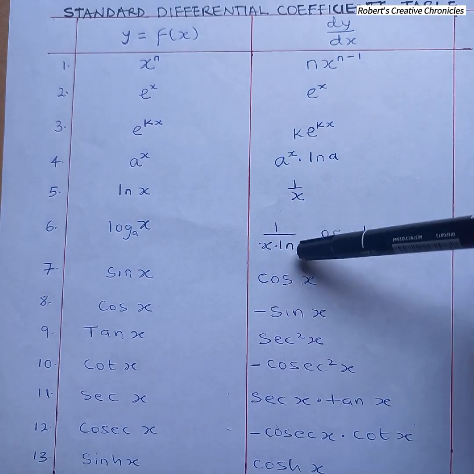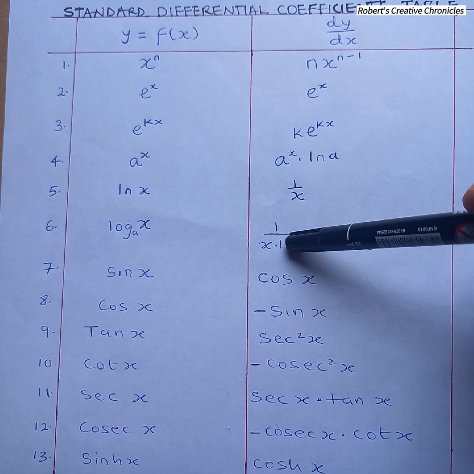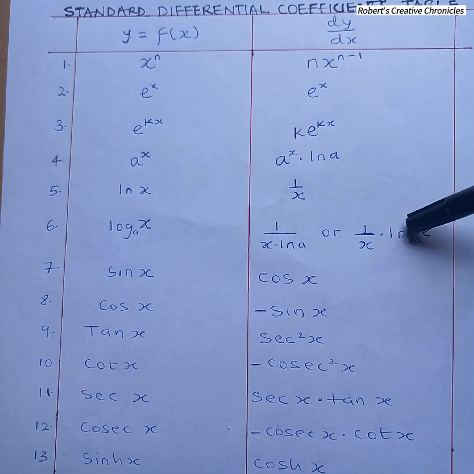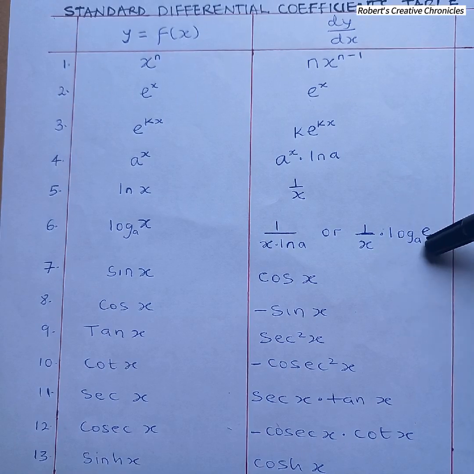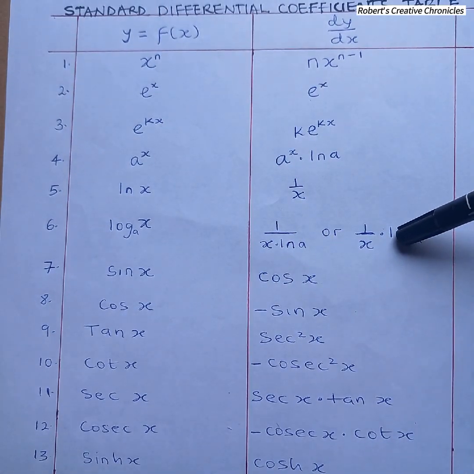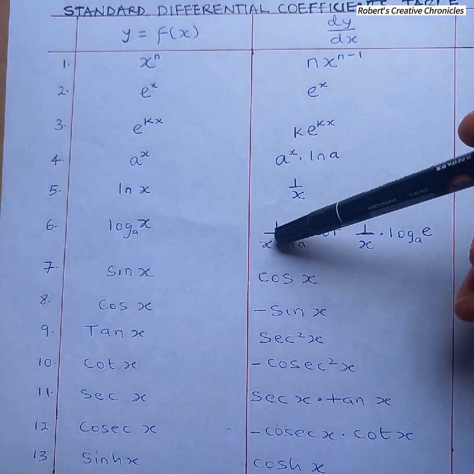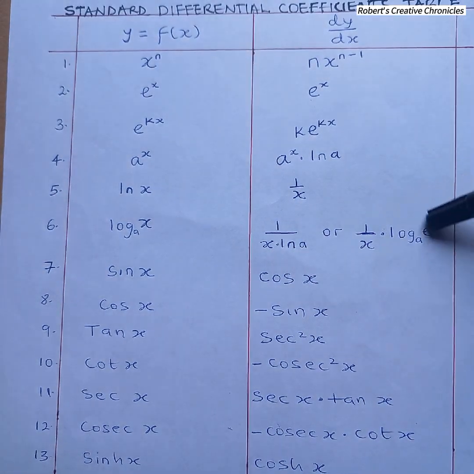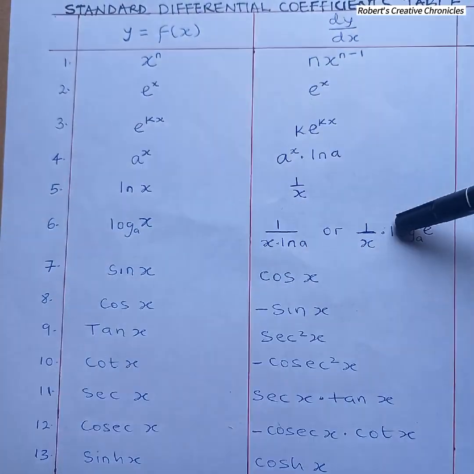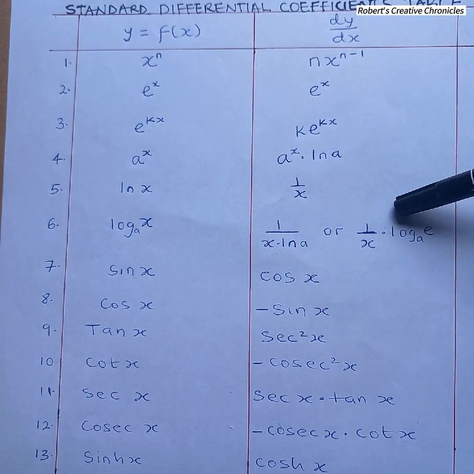Because the inverse of this natural logarithm of a is this log e base a. That's why this function and this function are the same. I just found the inverse of this ln a to give us this. So that's the answer. So this is the same as this. So anywhere you write this, you can also write this. Same thing.